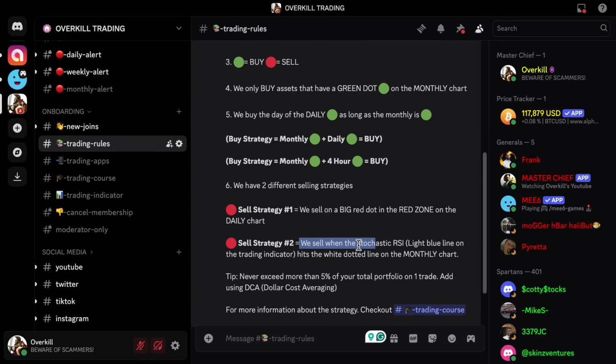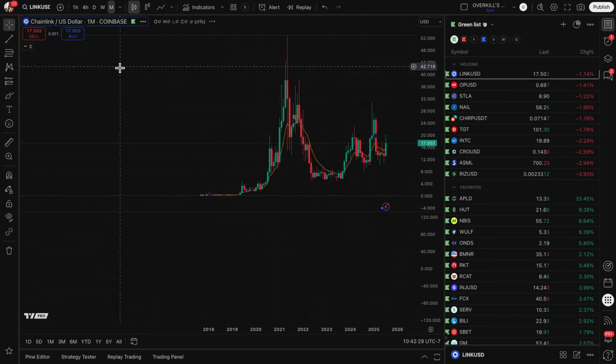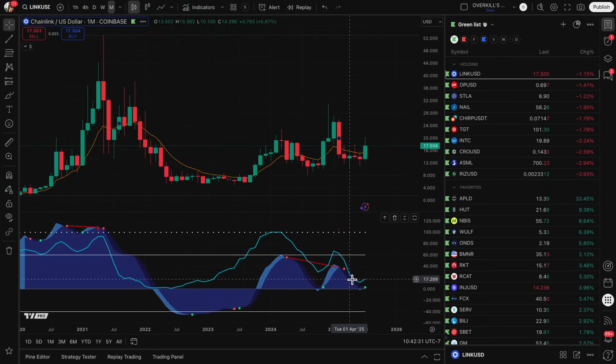This is when we are looking to sell: when the stochastic RSI, that is the light blue line on the trading indicator, hits the white dotted line on the monthly chart. So if I go here to the monthly chart, the stochastic RSI is the light blue line. That is the RSI we use here with our indicators. When that comes back up here and touches the white dotted line.